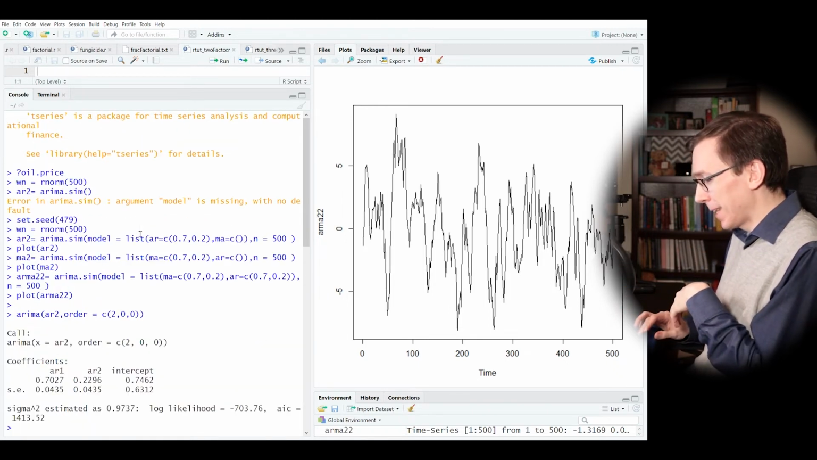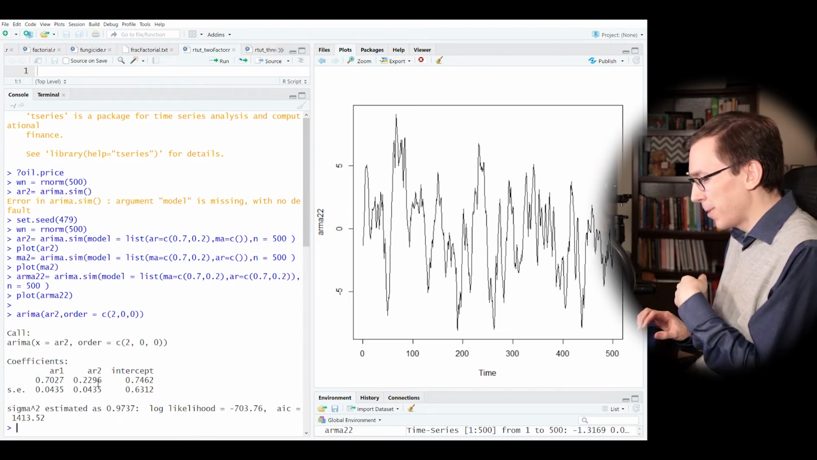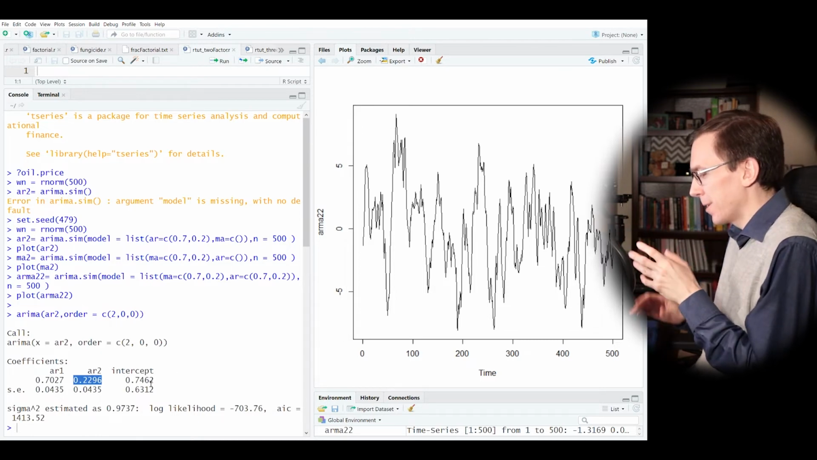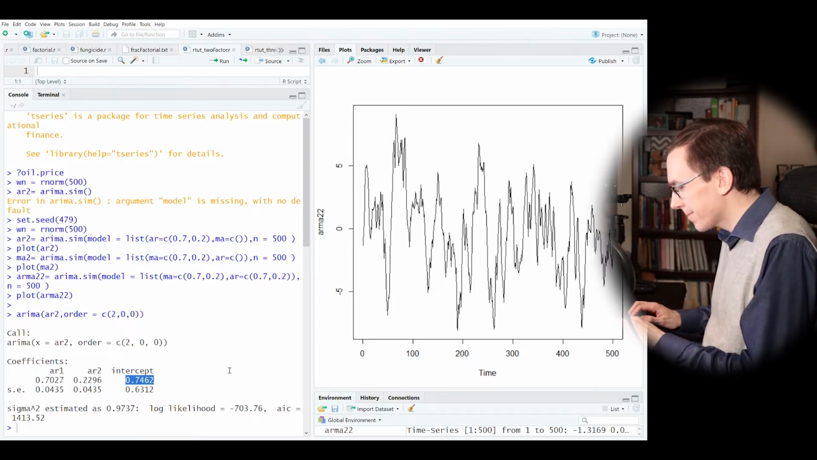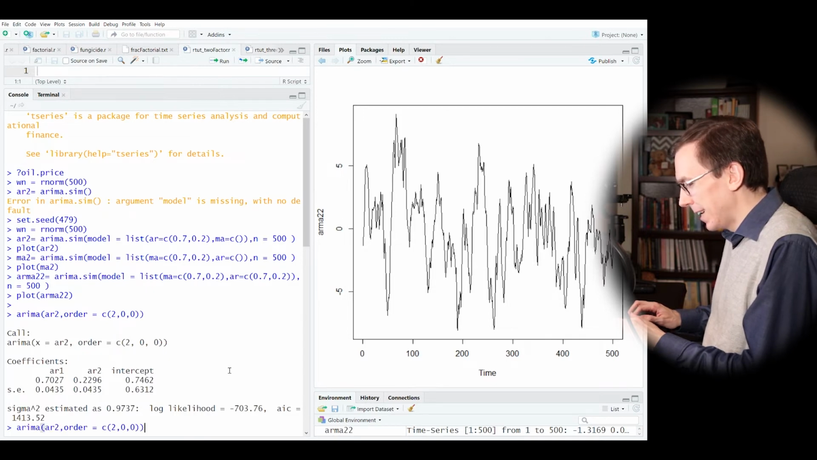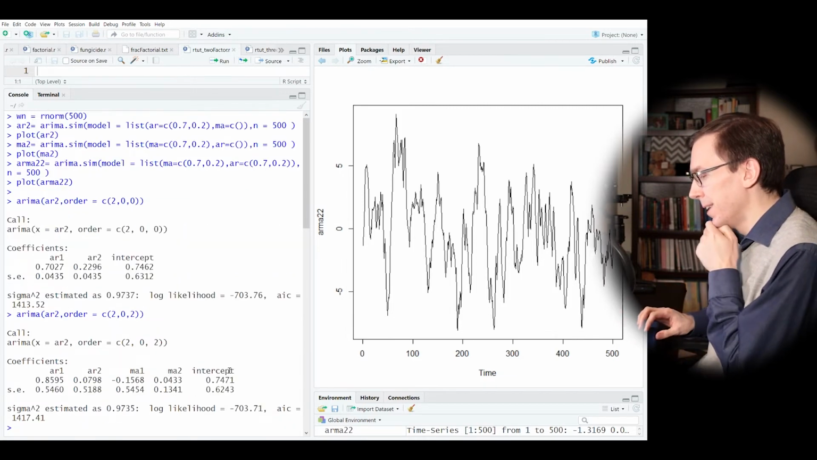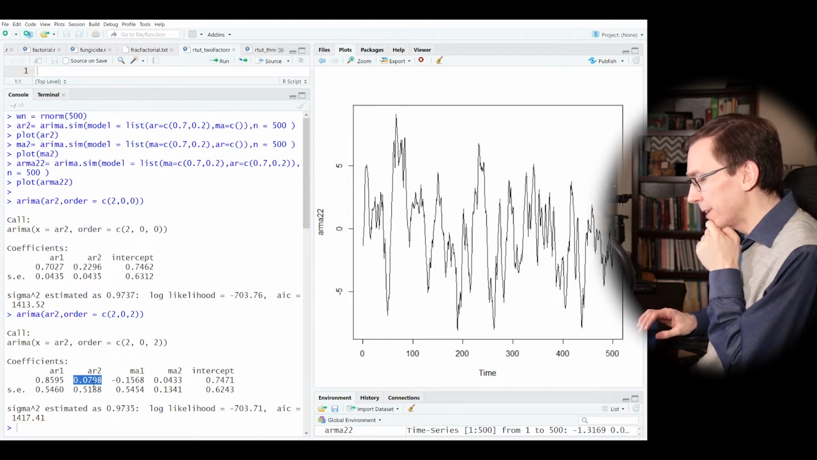All right, we got something that looks pretty close to the right answer. We got a 0.7, we got a 0.2, 0.23, and an intercept term, because yeah, it has that too. Well, what would happen if I gave it the wrong answer? Let's say I tried to fit an ARMA 2,2 to it. Well, first of all, these coefficients don't look as good.